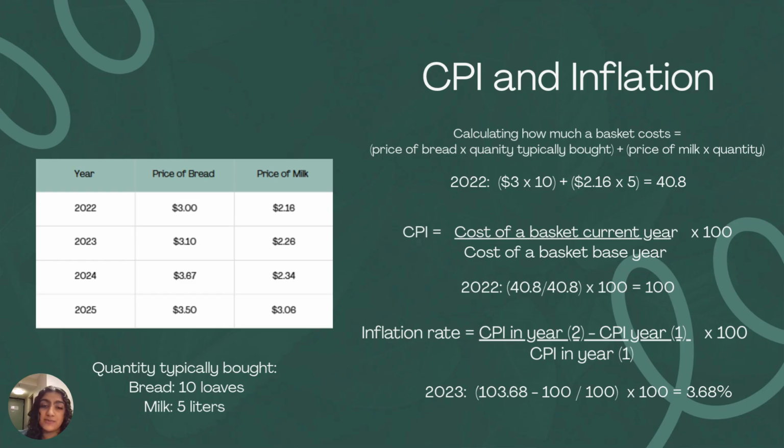Then we use that to find CPI, which is the cost of the basket for the current year divided by the cost of the basket for the base year, times 100. Here I chose my base year as 2022, and that led me to a CPI of 100.